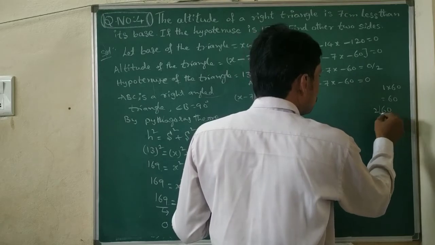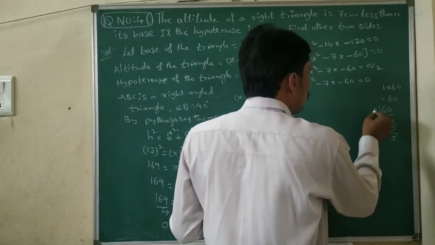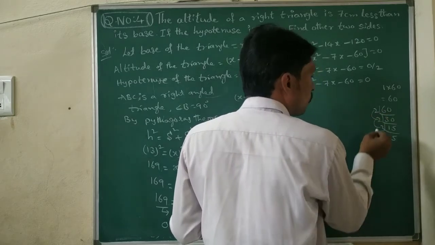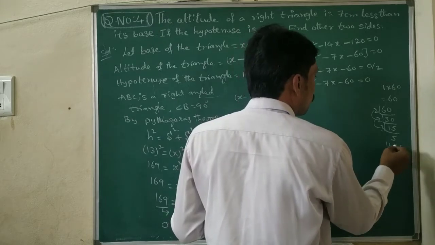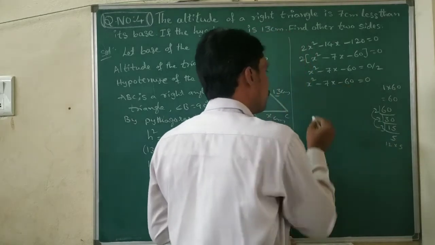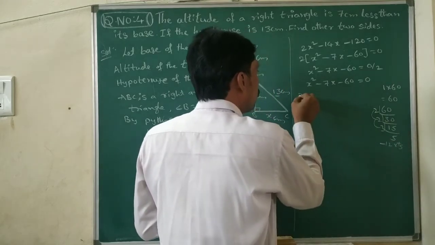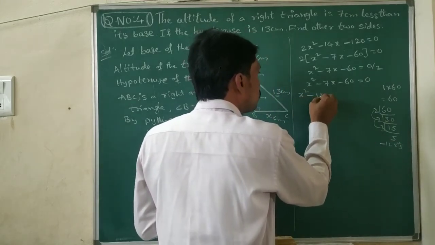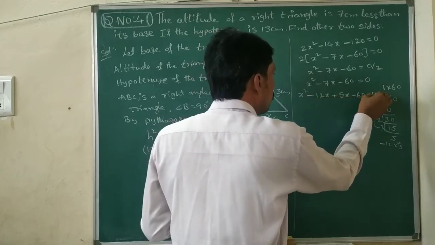2 30s are 60, 2 15s are 30, 2 5s are 10. So 2 2s are 4, 4 3s are 12. 12 into 5. So subtracting means we get 7. Means here, bigger number minus smaller number, plus we need to give. So x square minus 12x plus 5x minus 60 equal to 0.